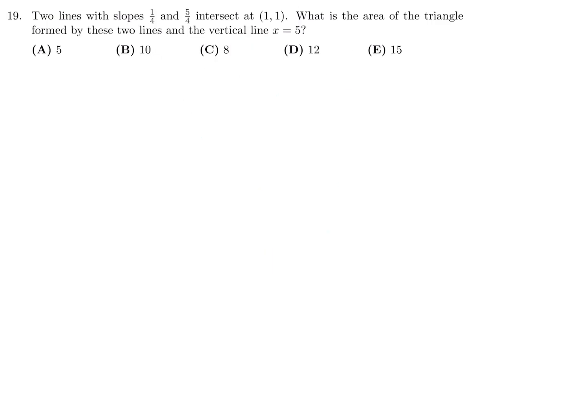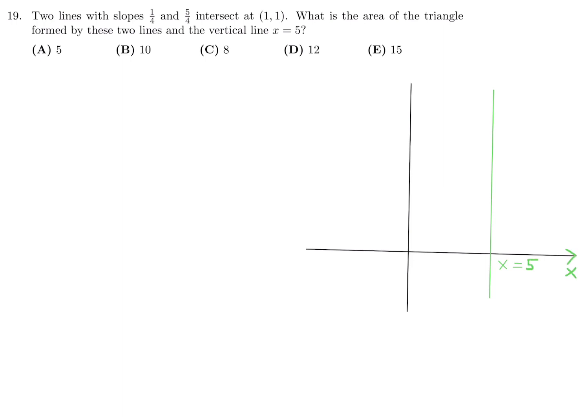Two lines with slopes 1/4 and 5 over 4 intersect at (1, 1). What is the area of the triangle formed by these two lines and the vertical line x equals 5? Let's draw a basic graph and see what we get. So the first one is x equals 5, so that's easy. We'll just draw a line approximately here representing x equal to 5 on the x-axis, obviously. And then now we have to draw these lines.